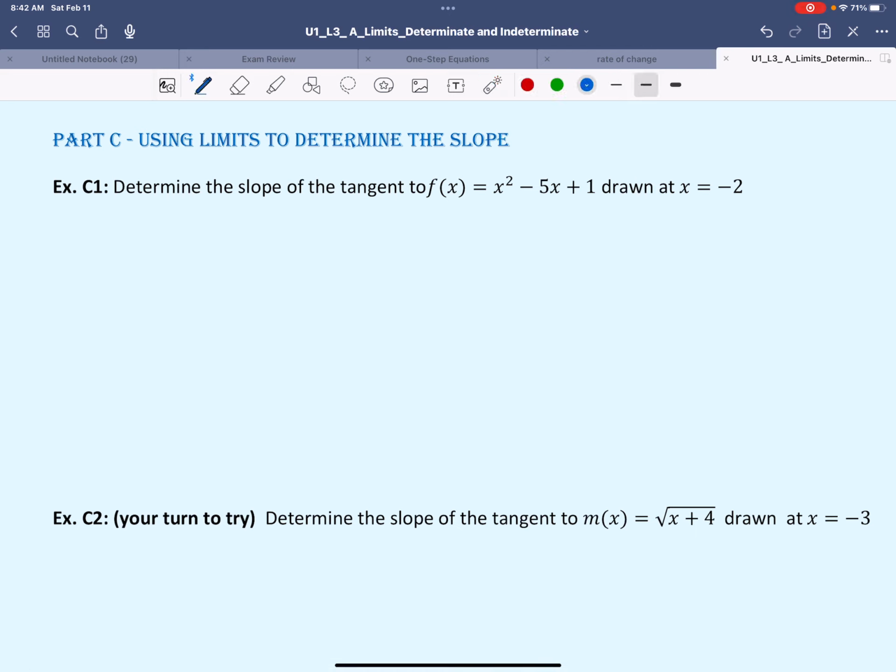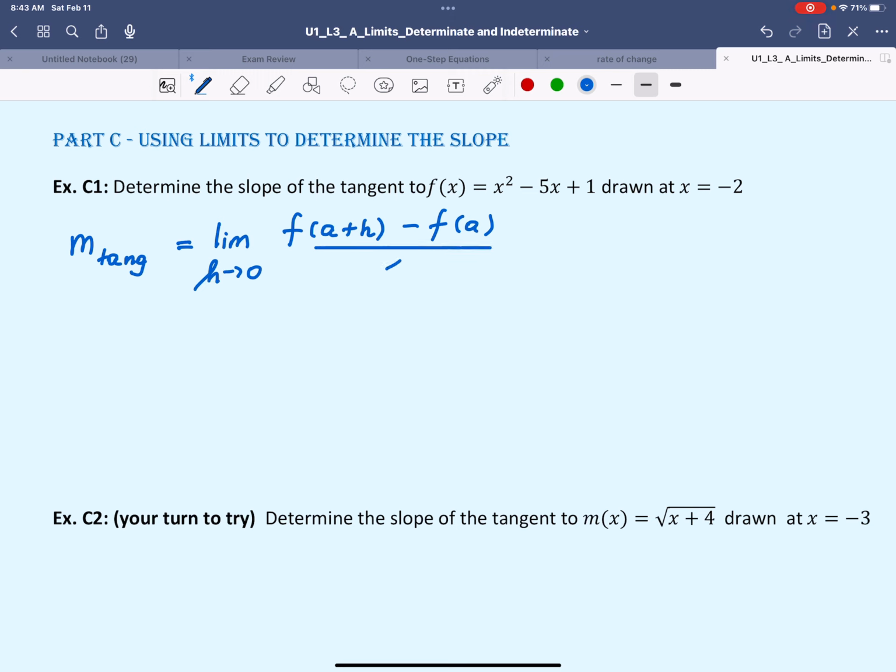In the first question here, we're asked to find the slope of the tangent to the function f of x equals x squared minus 5x plus 1 when the tangent is drawn at x equals negative 2. So step number 1 would be to write down the formula for the slope of the tangent, which will be equal to the limit as h approaches 0 of, I'm just going to write the formula, f of a plus h minus f of a divided by h.